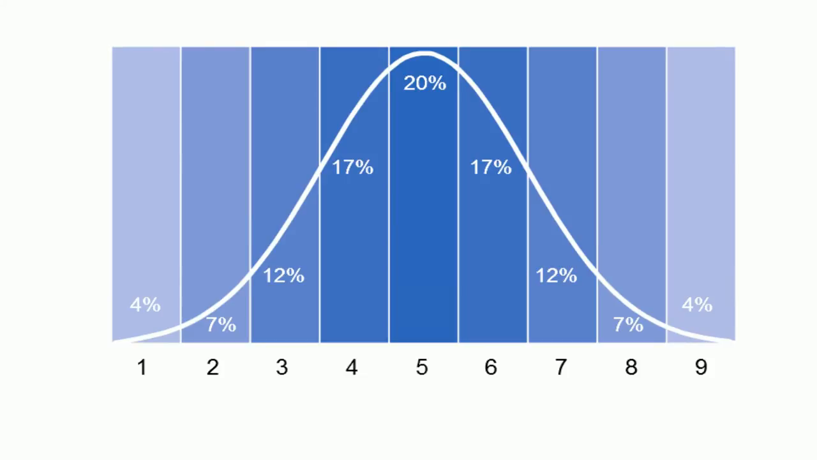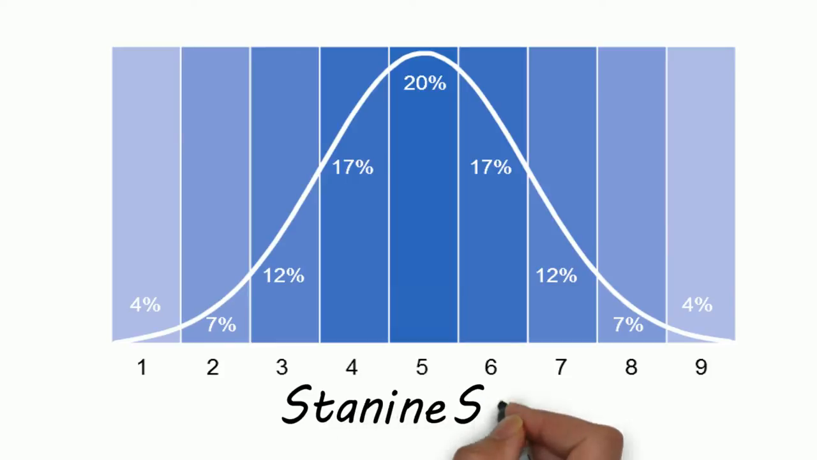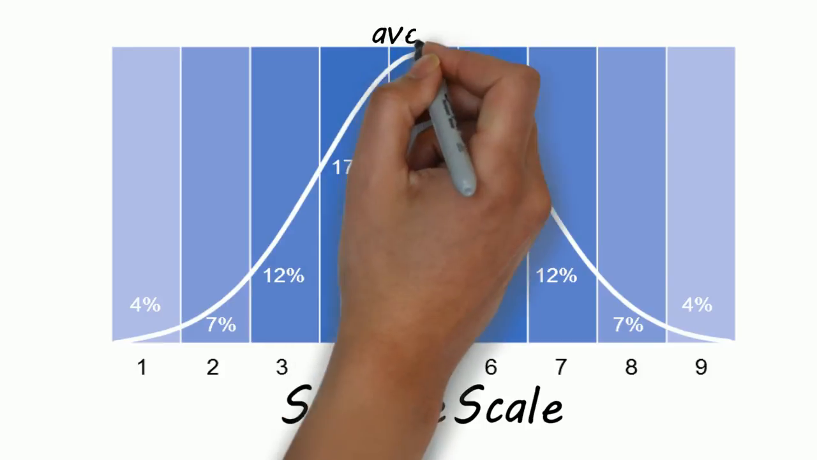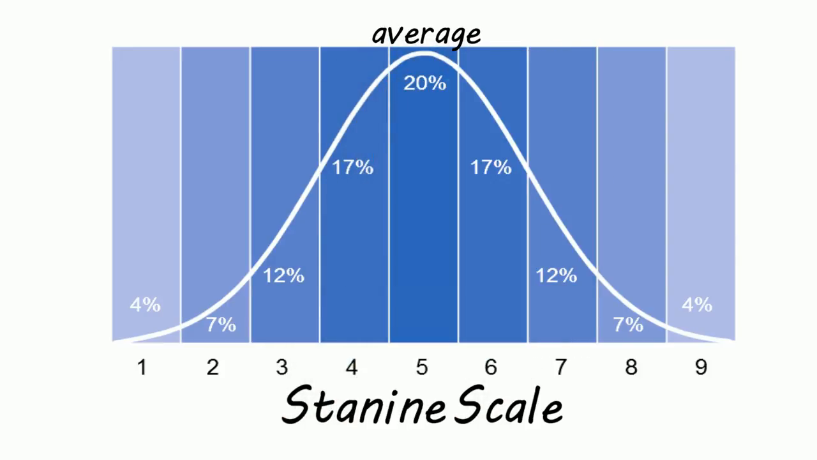For our next step, we chop that bell curve up into 9 equally spaced slices and then number them. This is called the Stanine Scale, and your score represents which part of this group your raw score most closely matches. As you can see in this graph, the score of 5 represents a lot of people. 20% of the test respondents will fall into this score. You can think of the 5 as the average.